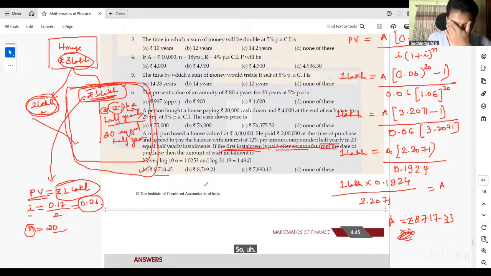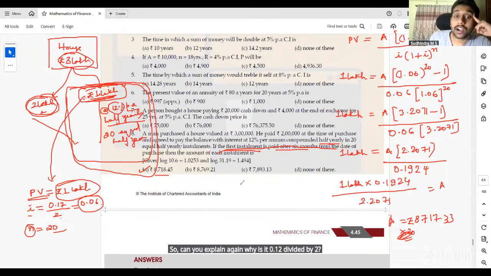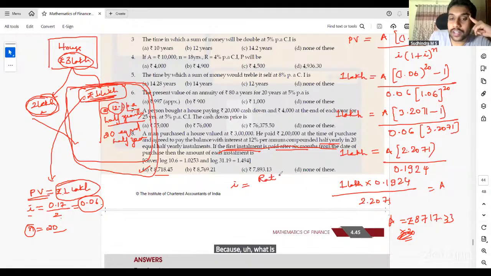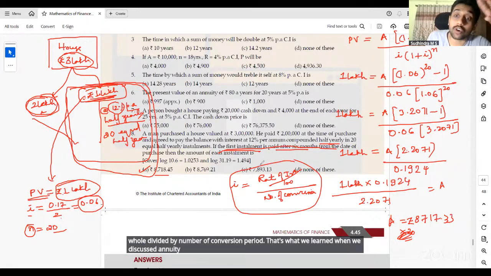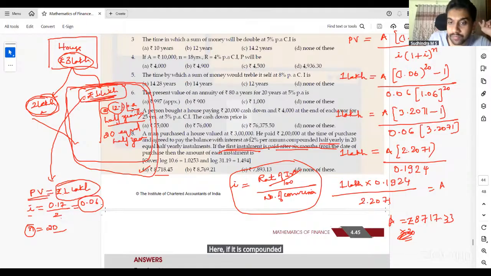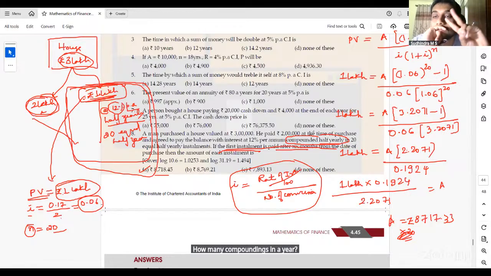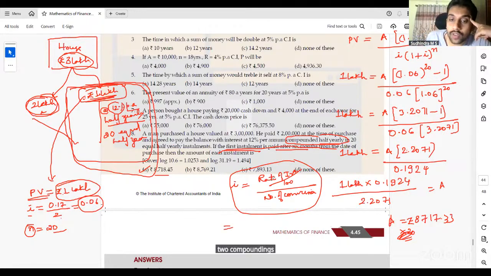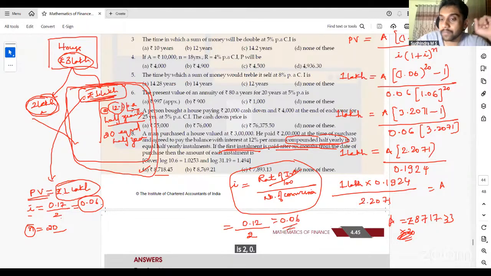Sir, can you explain again why is it 0.12 divided by 2? Because I is rate of interest divided by 100, whole divided by the number of conversion periods. That's what we learned when we discussed compound interest, the compounding concept. Here, if it is compounded half yearly, how many compoundings in a year? 2. So 12% means 0.12, 12 by 100, whole divided by number of conversions, which is 2, gives 0.06. Understood, sir.